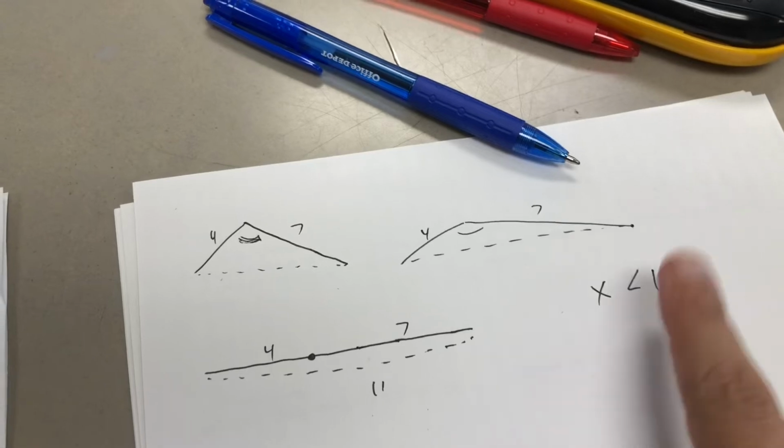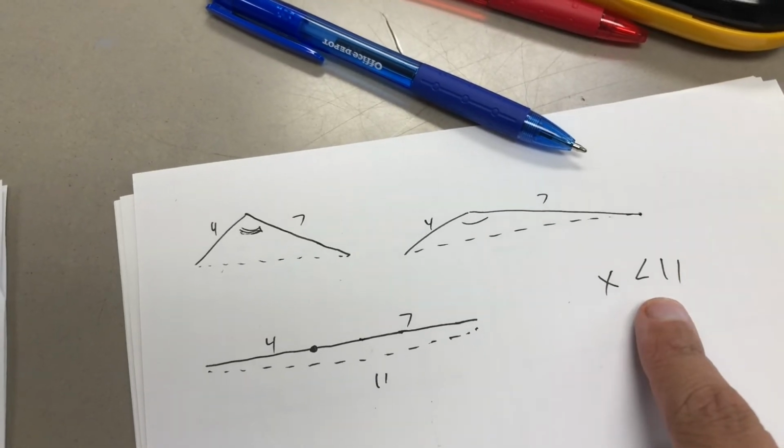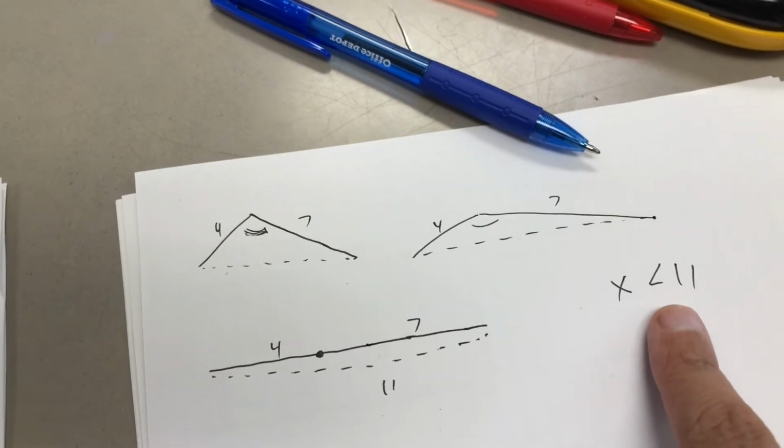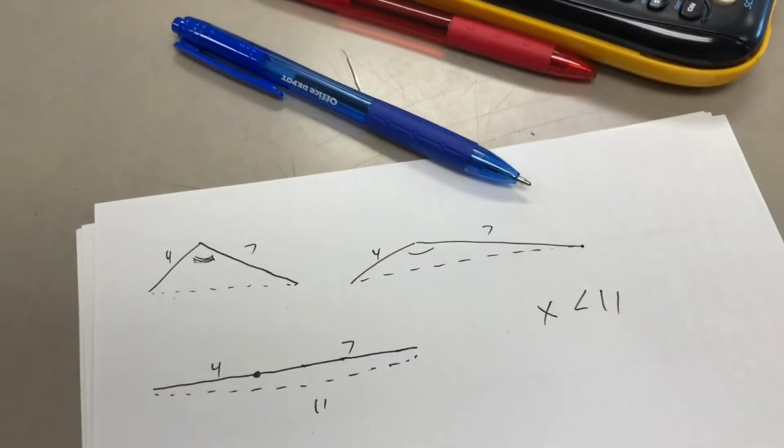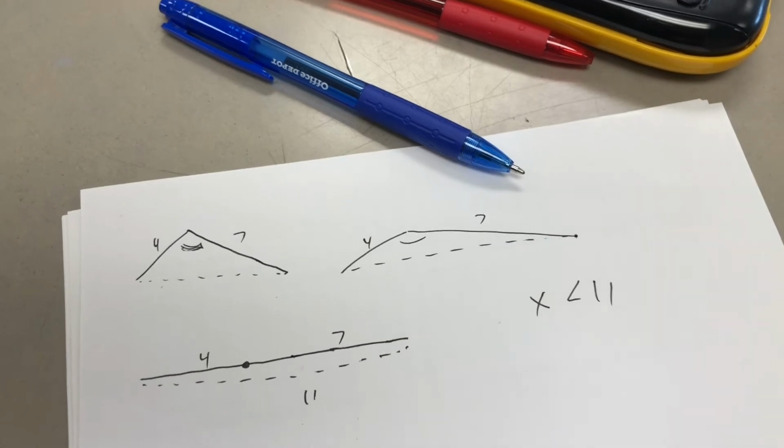The side length can actually be 11, but it can be anything up to 11, including 10.9, 10.999. That's why we use inequalities instead of just saying it's got to be less, okay?